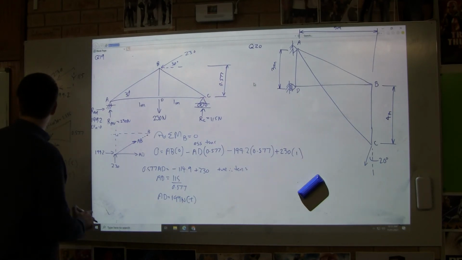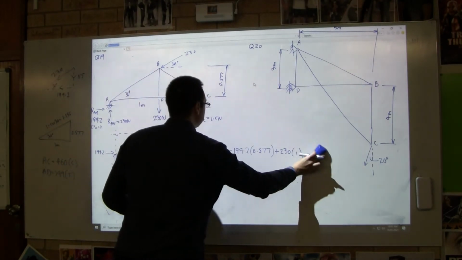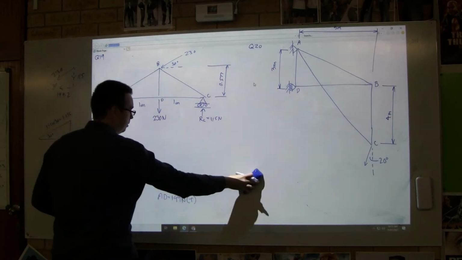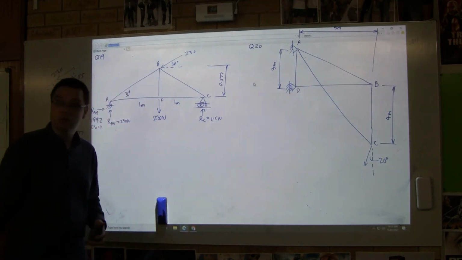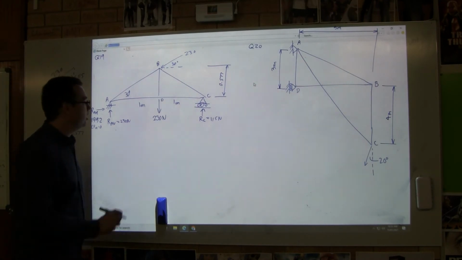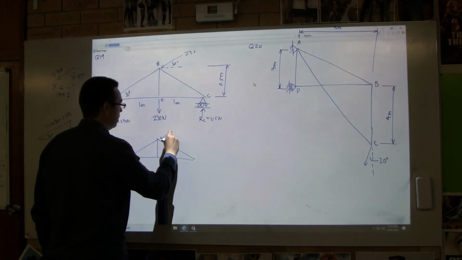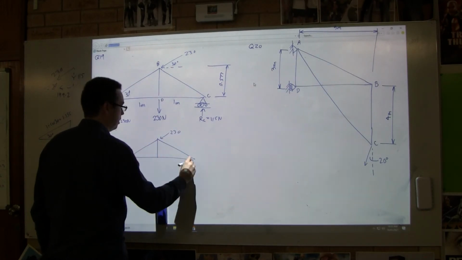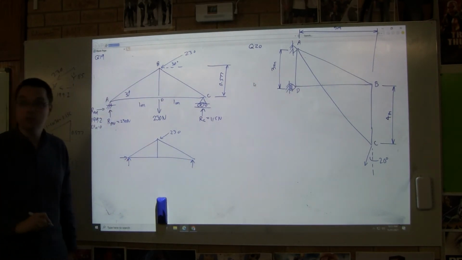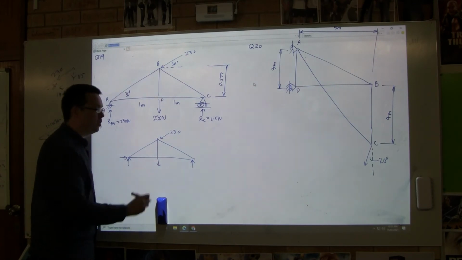The next one that we're going to look at is BD. BD is this line here. First of all, we should ask, is it a zero force member? Okay, I've got some students saying yes. The thing is, if it looked like this, in that case, it would be a zero force member. But it's not. How do I know it's not? Because this force is being applied to it.